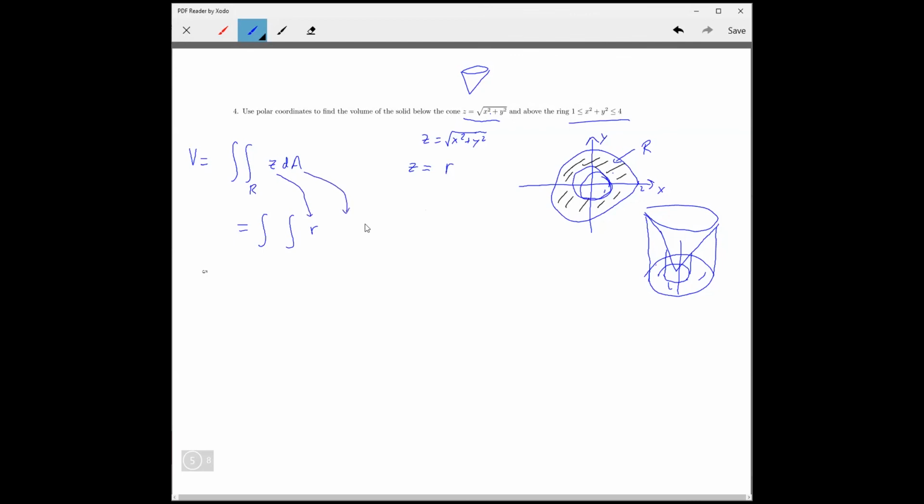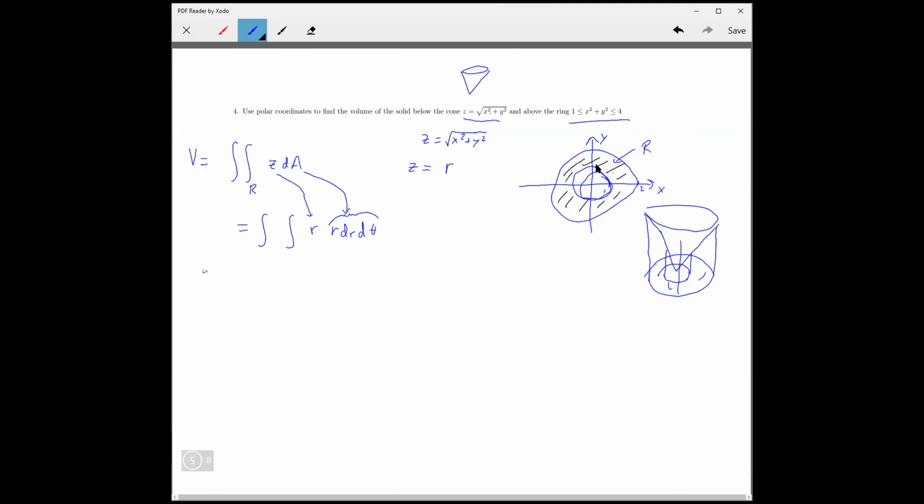And what does your dA become? What did I just say your dA should be? Oh shoot, it's up on the other page. I forgot what it is. Oh well, okay, it's r dr d theta. I remember that. Yeah, everybody knows that.